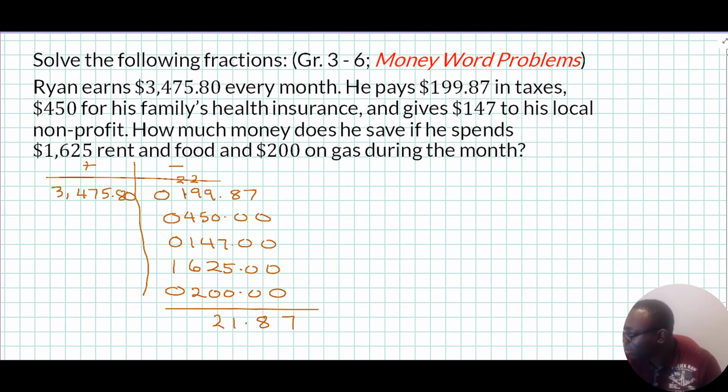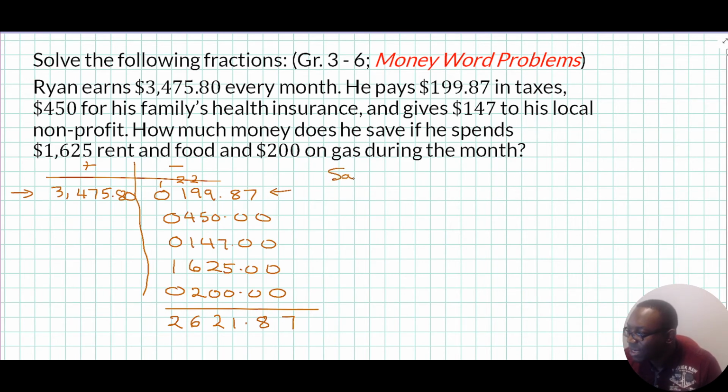2 plus 1, 3. 3 plus 4, 7. Plus 1, 8. 8 plus 6, 14. 14 plus 2, we have 16. So I'm going to write 6 here and bring 1 up here. 1 plus 0 plus 0 plus 0 plus 1 is going to give us 2. So what we now have is that Ryan earns this amount of money and spends this amount of money. So how much does he save?